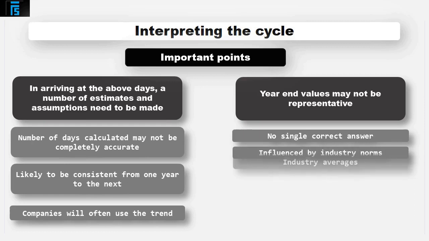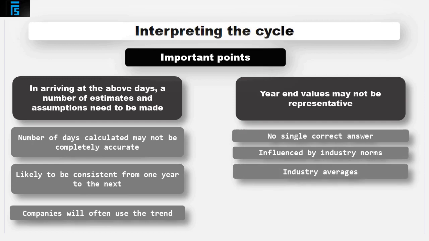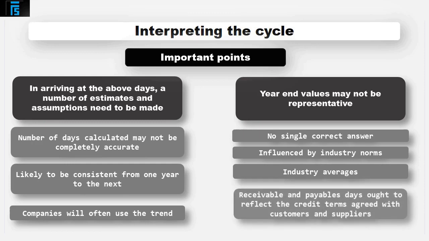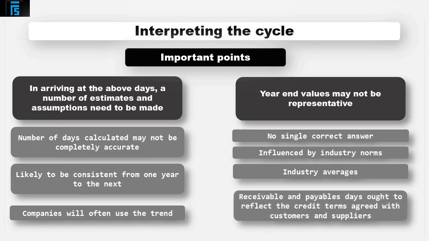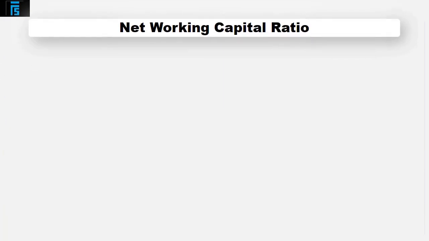Consequently, companies will often use industry averages or data from similar companies in the industry to gauge the appropriateness of the levels. More specifically, receivable and payable days ought to reflect the credit terms agreed with customers and suppliers respectively. Where this is not the case, tighter management controls may be required, and management of receivables and payables will be covered in more detail in a separate presentation.